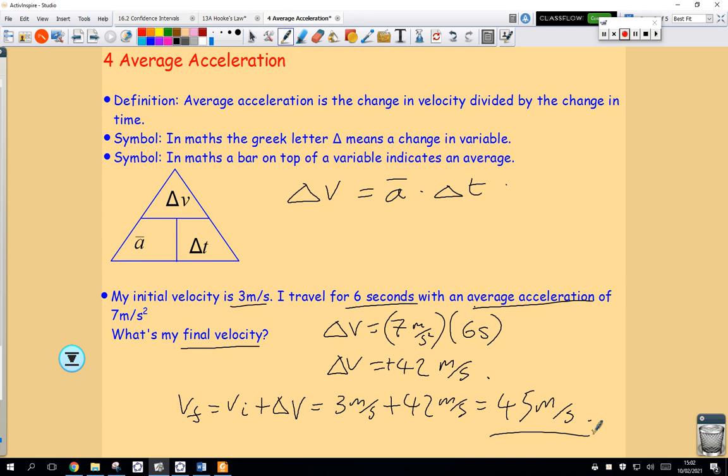An average acceleration of 7 meters per second squared means on average every second my velocity is increasing, because it's positive, by 7 meters per second. You could nearly count that up. If it's increasing every second on average by 7, counting up from 3: after 1 second it will be at 10, after 2 seconds 17, after 3 seconds 24, after 4 seconds 31, after 5 seconds 38, after 6 seconds it will be at 45 meters per second.